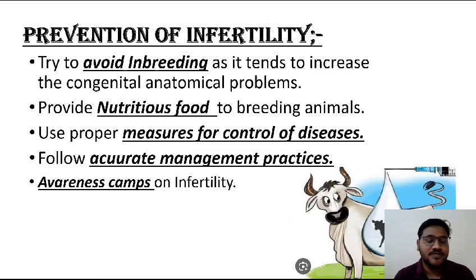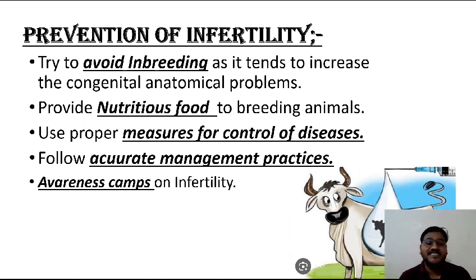Friends, let us discuss the prevention of infertility, which is a very important aspect. The prevention measures are the following. Try to avoid inbreeding as it tends to increase the congenital and anatomical problems. As you know, inbreeding is very dangerous and it leads to infertility in an animal. Inbreeding depression leads to infertility, so don't go for inbreeding. And second, provide your cattle with nutritious and balanced food. Unless you provide the cattle with nutritious food, it is difficult for you to manage infertility.